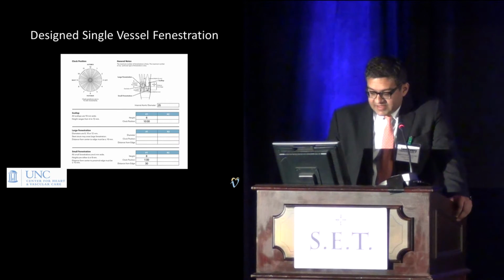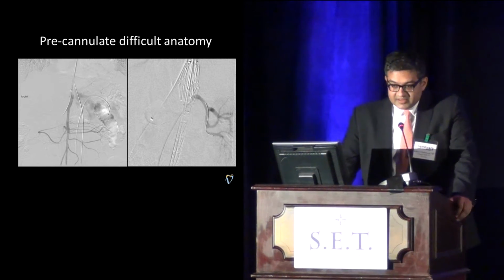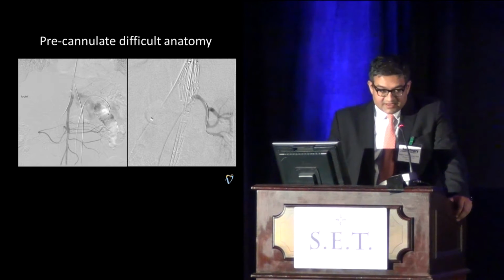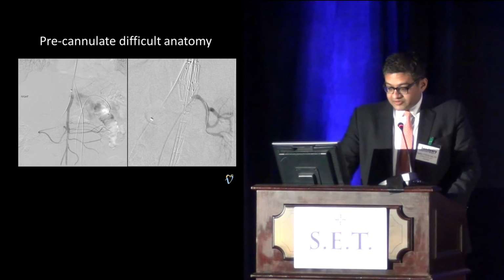Here's the design of that, which was a single scallop I made, 6 millimeters high, just in case. However, it is noted that in patients who have a single vessel fenestration design, it is sometimes difficult to line up that scallop, especially in angulated anatomy such as this. So because this was difficult anatomy, I chose to pre-cannulate both the SMA and the left renal artery. You can see good flow, and I lined up the graft based on the left renal artery. And I was able to deploy the graft very easily right on the left renal artery.